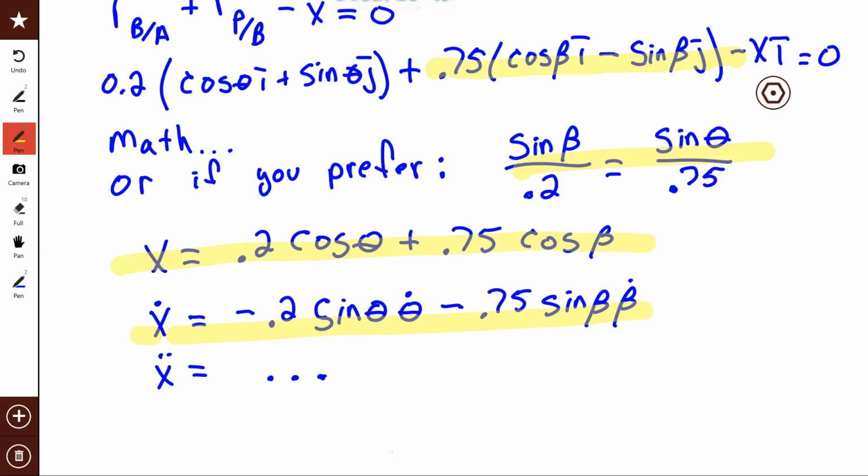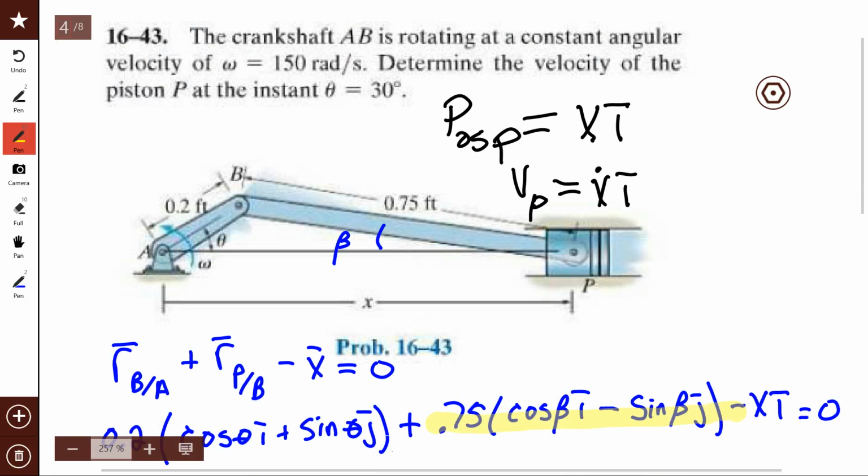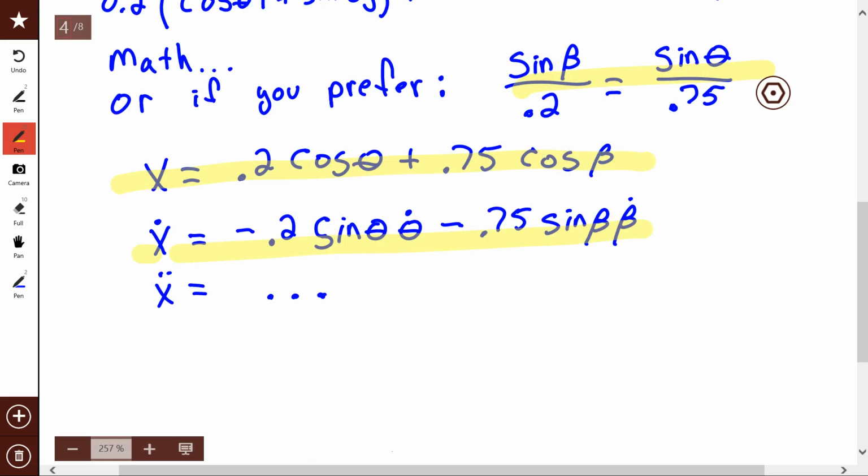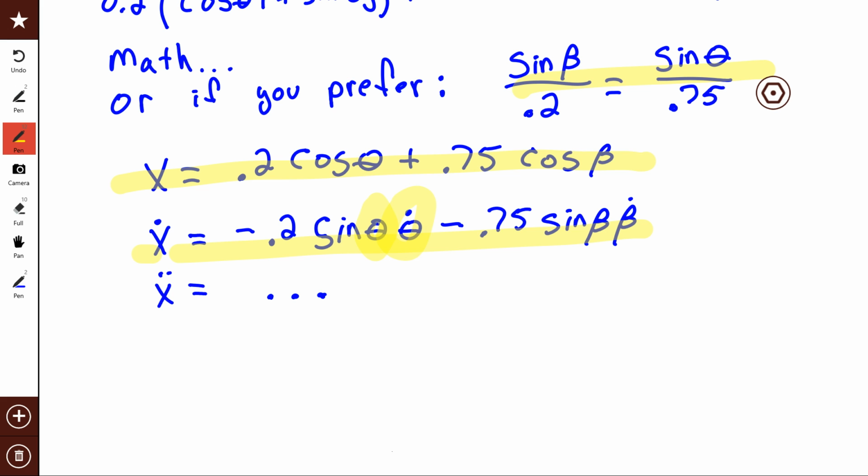Do you know theta? It's 30 degrees, right? Do you know theta dot? Theta dot's right here. You know theta, theta dot. So you know this thing. You know the theta, you know the theta dot. Do you know the beta? You solve for it. Do you know beta dot? How are you going to get it?